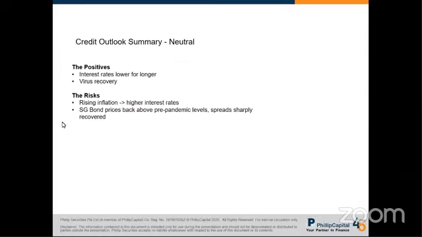So overall, just for this brief summary, credit outlook, we're neutral. There's many good things happening for the bond market: interest rates lower for longer and the virus recovery. I'm sure the stock market is also reflecting that already. But the risk is that the valuations are back above pre-pandemic levels already. So we are more selective on our picks now because of this valuations factor.